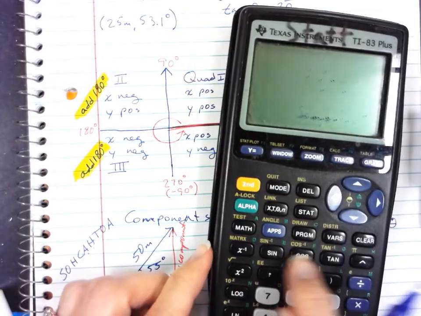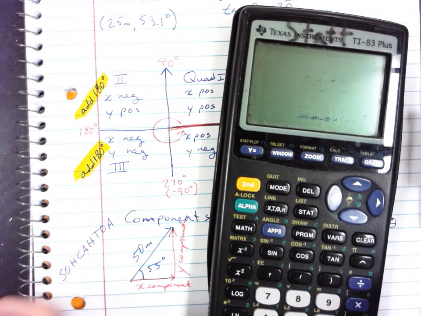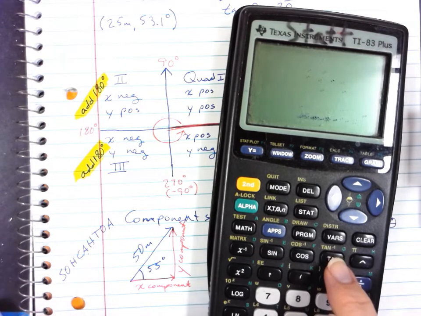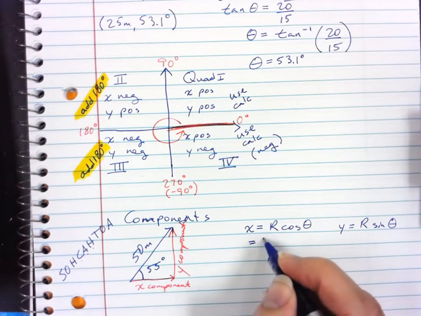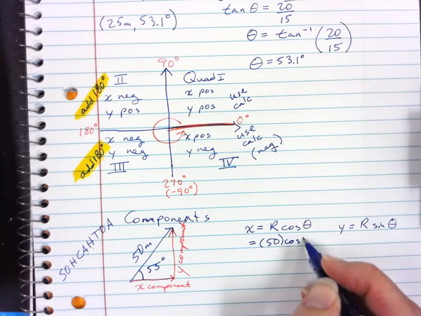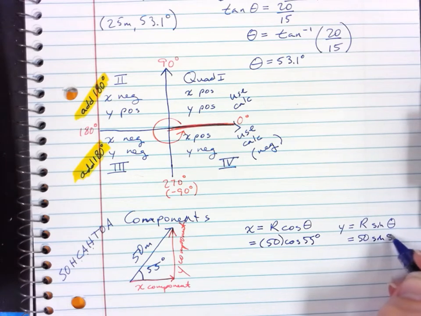And we know the angle, so we use cosine and sine as is. There do exist inverse functions for sine and cosine. We're not going to use them for this thing because we know if you know the angle, use a regular trig function. If you're looking for an angle, you use the inverse trig function. So for this particular walk, we need to do 50 times the cosine of 55 and 50 times the sine of 55.